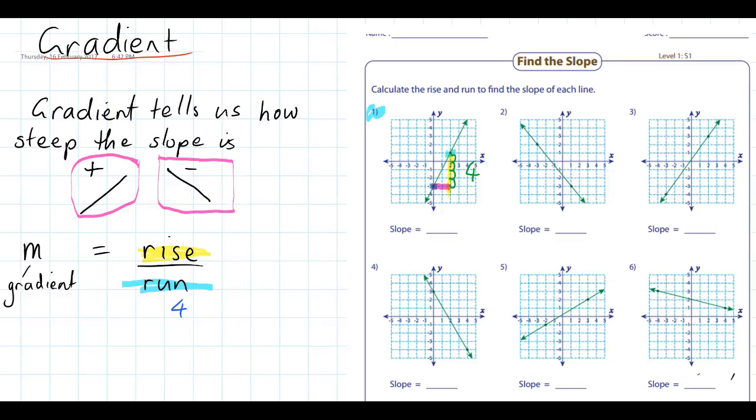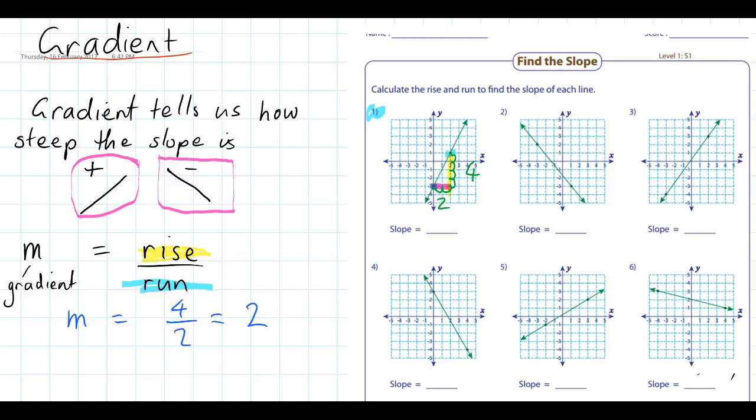Now we do our run. 1, 2 across. So for the run part, we write 2. And that's a fraction. So the run goes on the bottom, the rise goes on the top. Now this is heading in a positive direction, so it's all positive. So we can just say m equals 4/2. For the super switched on, they'll see that 4 is double 2, and that fraction is just the same as the number 2.